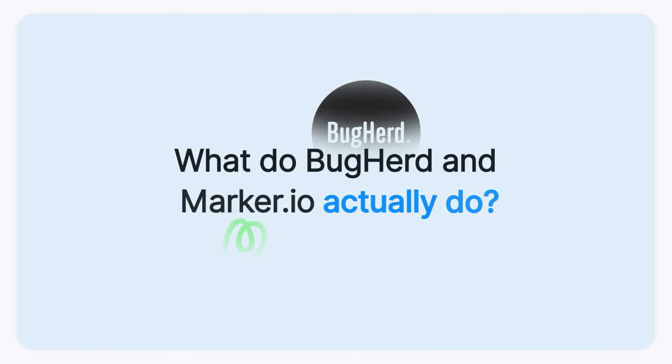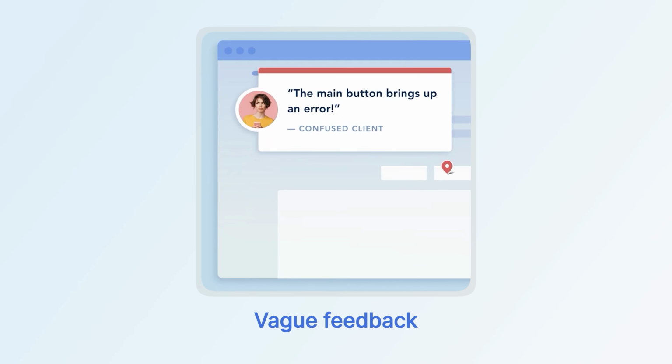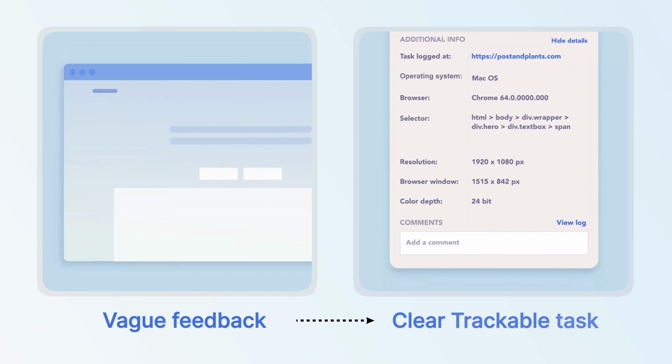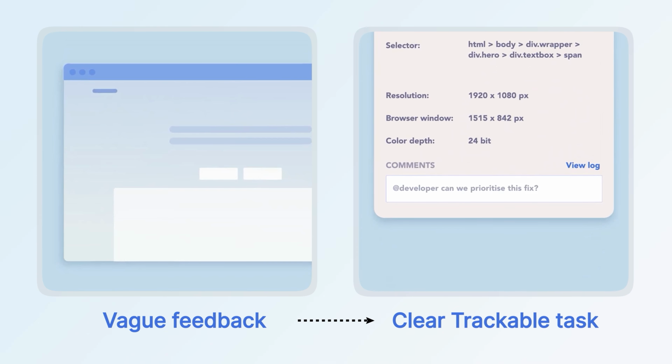What do BugHerd and Marker.io actually do? Let's start with the basics. BugHerd and Marker.io are both visual feedback tools. That means they let people leave comments directly on a live website or a design file by just pointing and clicking. No need to write out long, confusing messages about what's wrong or where. They just click the thing, leave a comment, and move on.